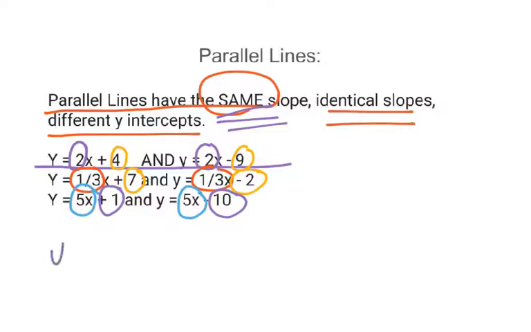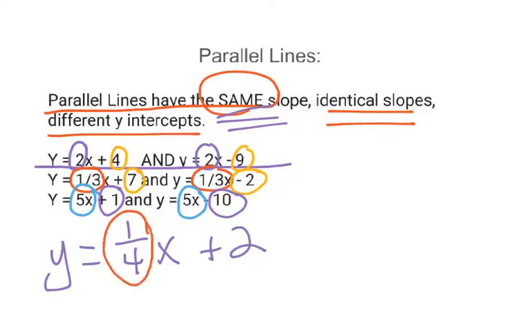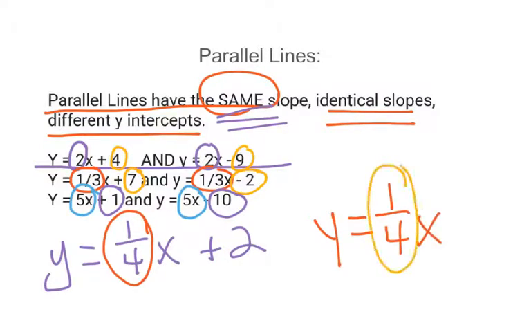Let me give you another example that I just make up. So if I have 1/4 x plus 2, there's my slope, 1/4. So my other line must also have a slope of 1/4, and then just any other number besides 2 for the y-intercept.